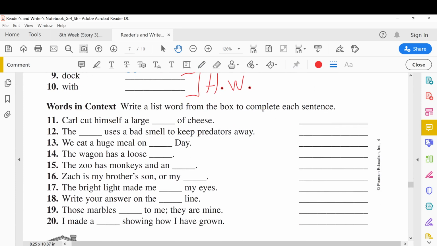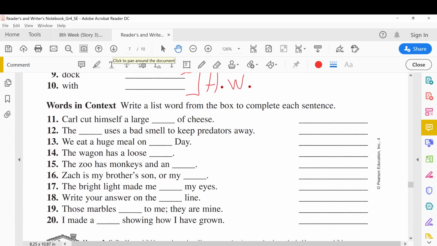Next, words in context. So, we have to guess the meaning of the word we are looking for from the context. And you remember this type of question we already did. We have to understand the meaning of the sentence that would help us find the word we are looking for. Write a list word from the box to complete each sentence.